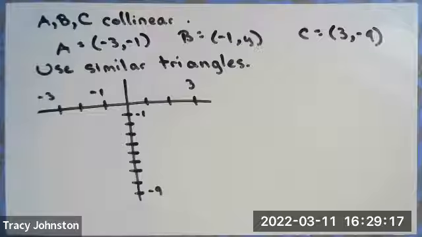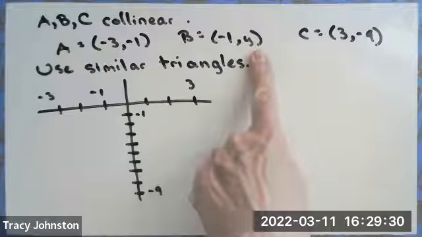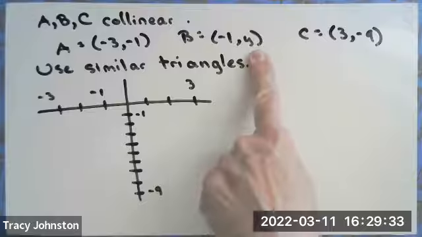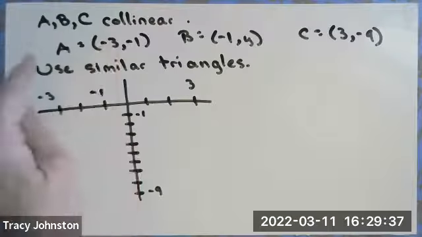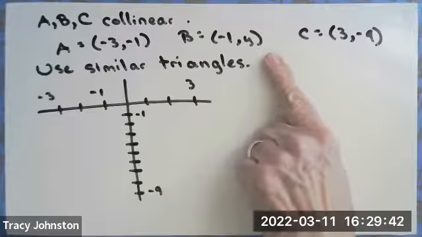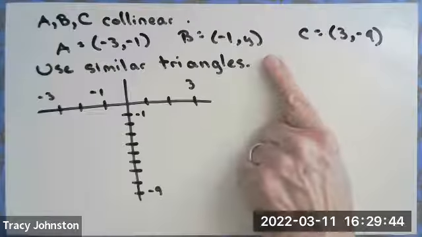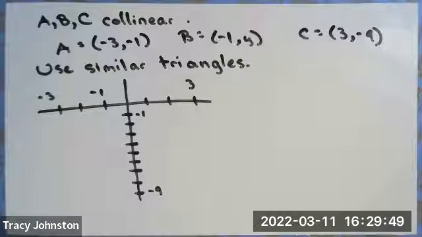This is topic 4, triangles homework, question number 13. What we're asked to do is calculate this missing y value, which is the y coordinate for point B. We're told that points A, B, and C are collinear, and we're told all of their coordinates except for that missing one that we have to find. And we're told to use similar triangles to figure this out.